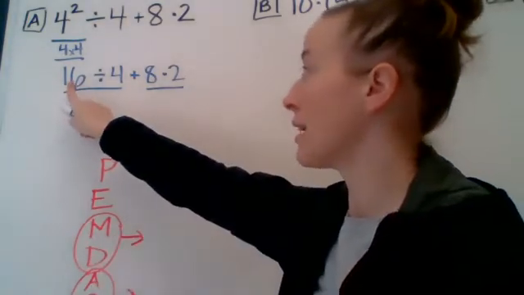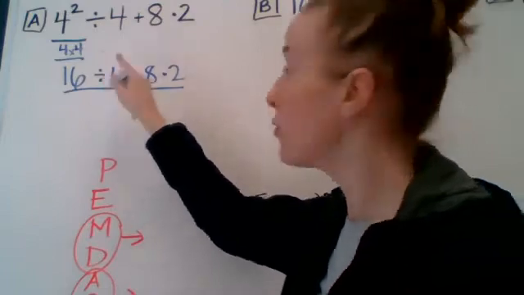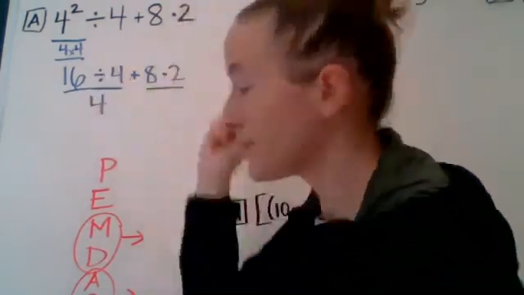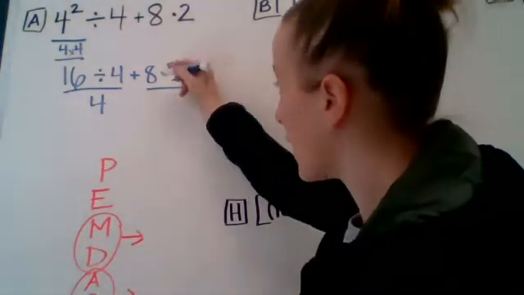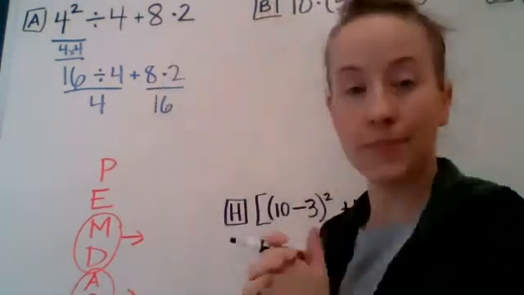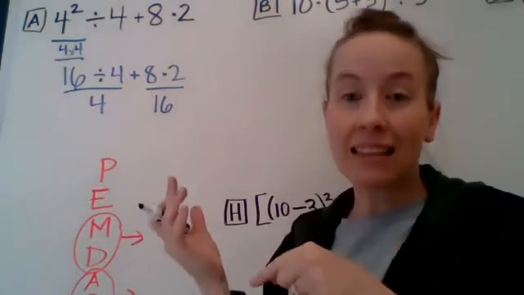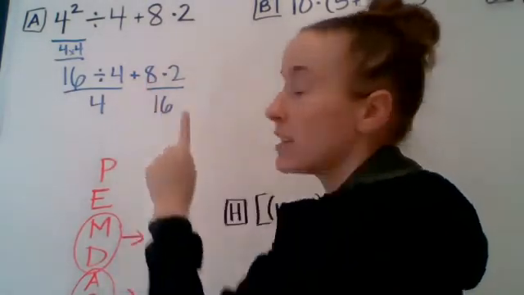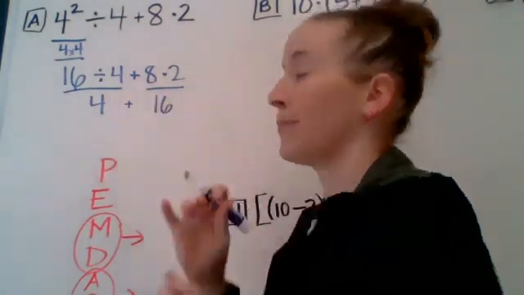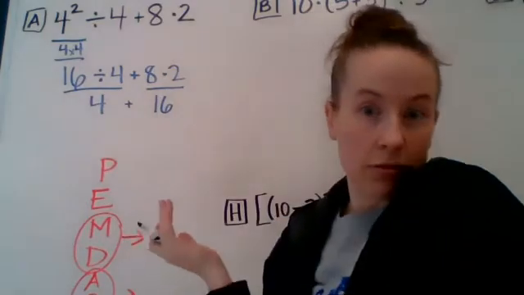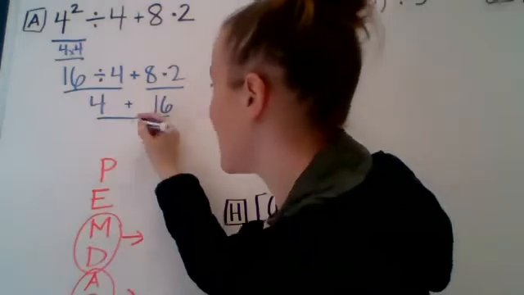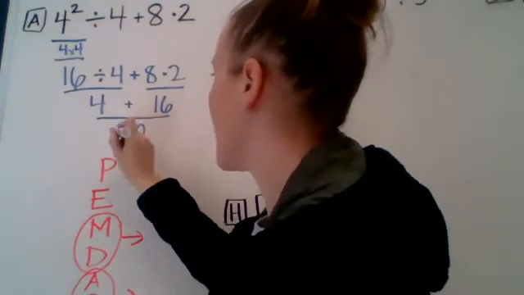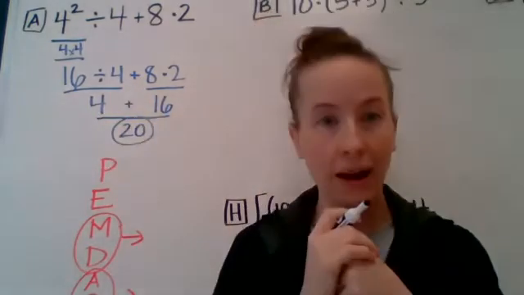So let's do this side first. We'll do 16 divided by 4. Well, that's 4. I'm also going to do the other side of the family, which is 8 times 2 over here, which is 16. And now I have to bring down anything I haven't used. I haven't used this addition symbol, so I'm going to bring it down. Now I have one step left, 4 plus 16. You can underline it if you want to. 4 plus 16 is 20. I always personally like to circle my answer.